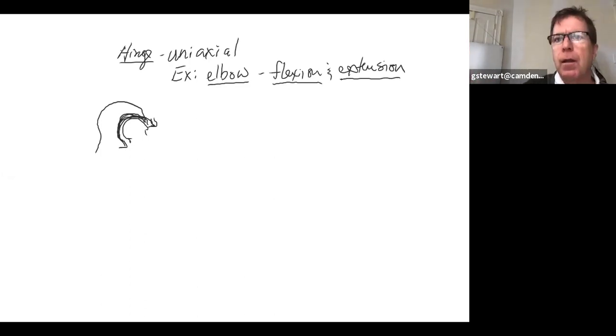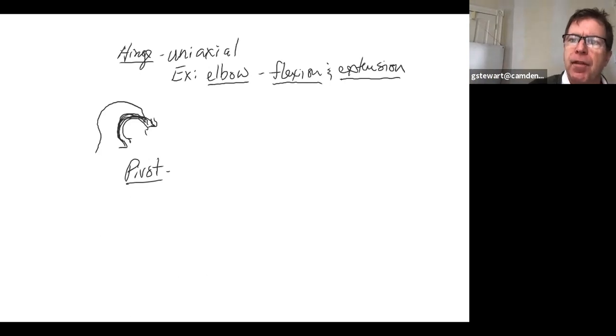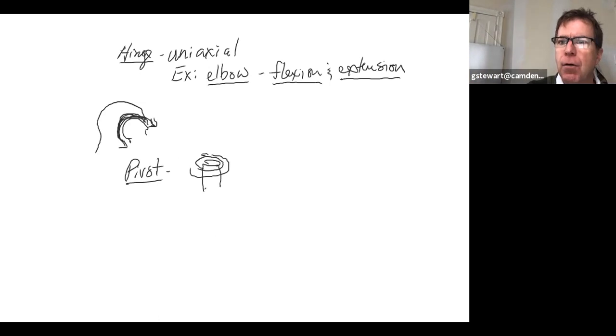The next type of joint is a pivot joint. This one's a little less obvious to most people. Rarely does it occur like this in the human body, but there's typically some sort of a post or cylinder with a sleeve wrapped all the way around it. That's how your book describes it anyway. So we get a twisting or a rotation of this bone here.